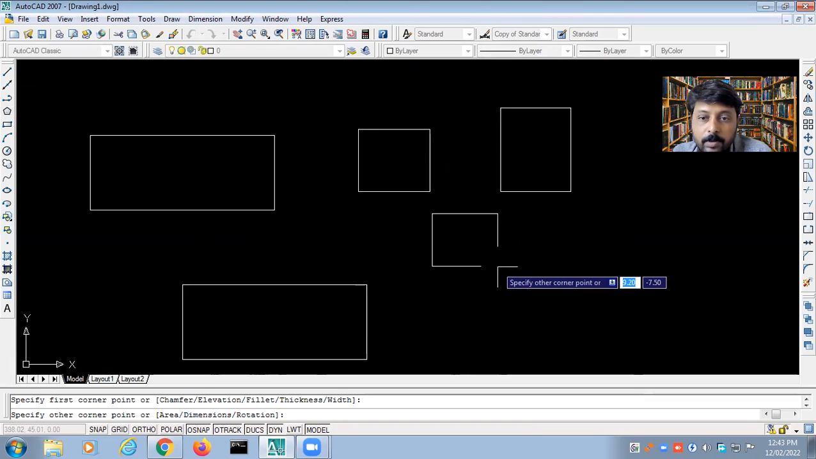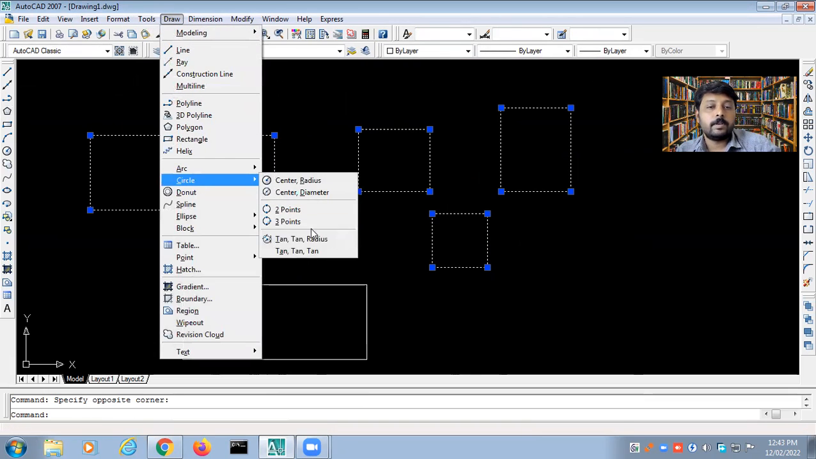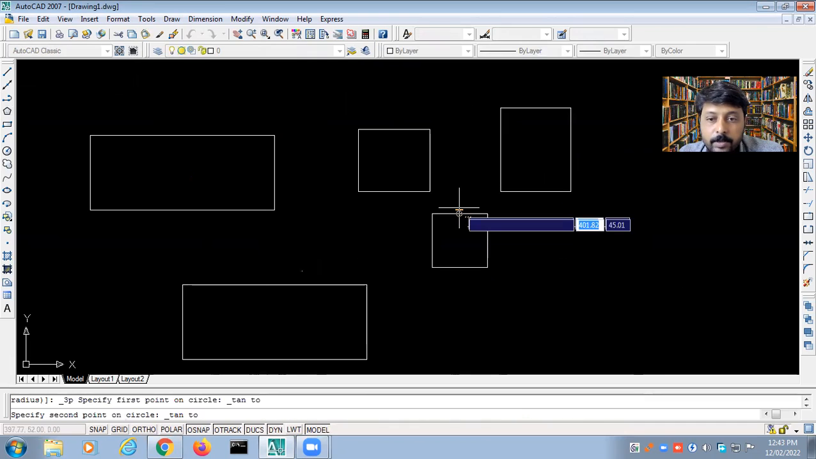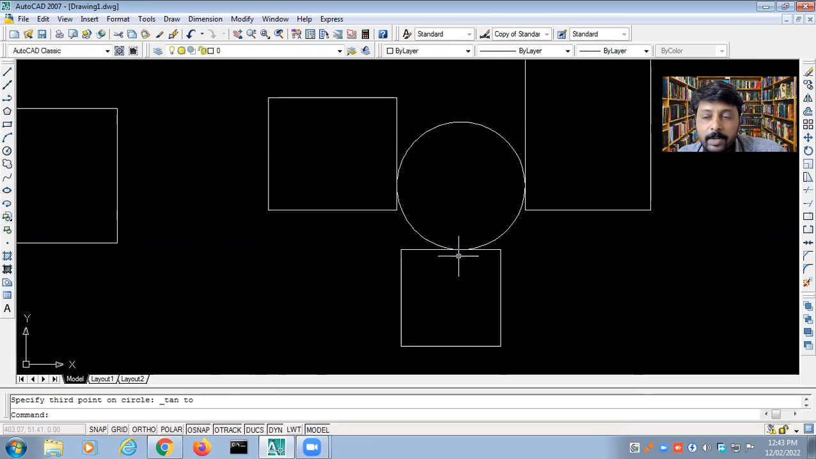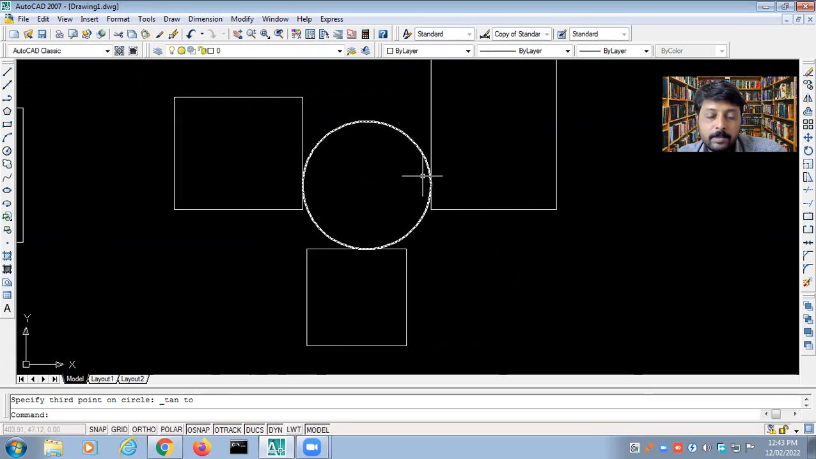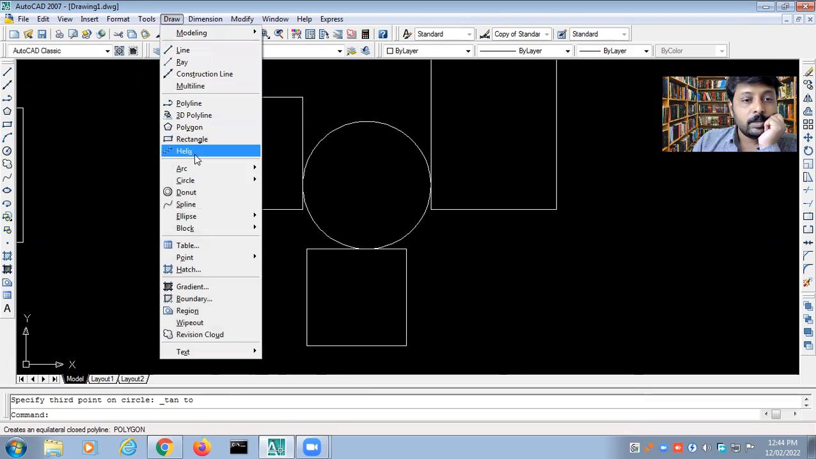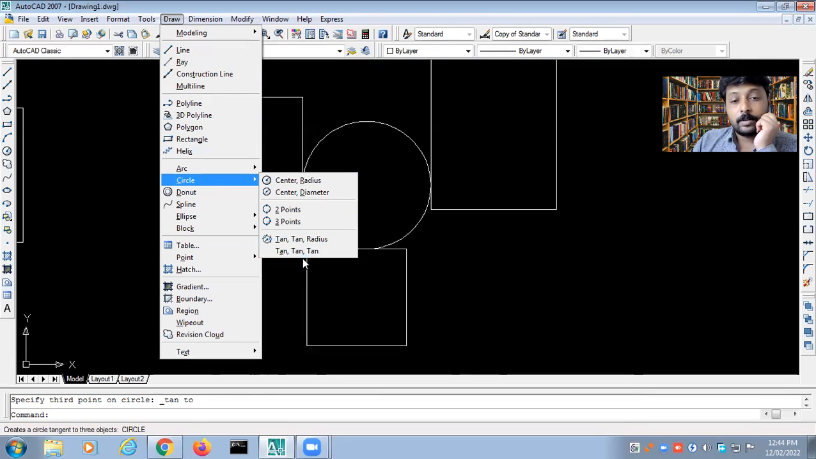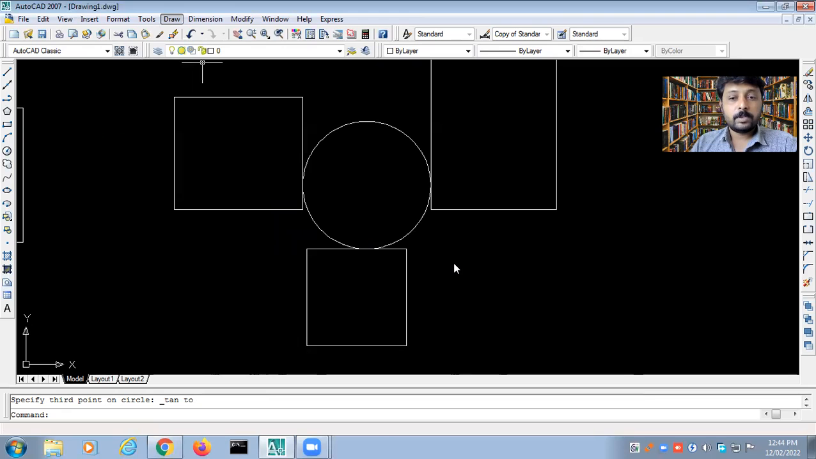Just a second, I will draw another rectangle. Draw a circle, tangent. So this is how you can use tangent and tangent. Okay, 3 lines are there, and there is nothing to specify the tangent radius. So you can directly use 3 tangents, and you can draw a circle over here. So this is how you can use circle with tangent. This thing, tangent and radius. For this thing, let me see what I can do with it.